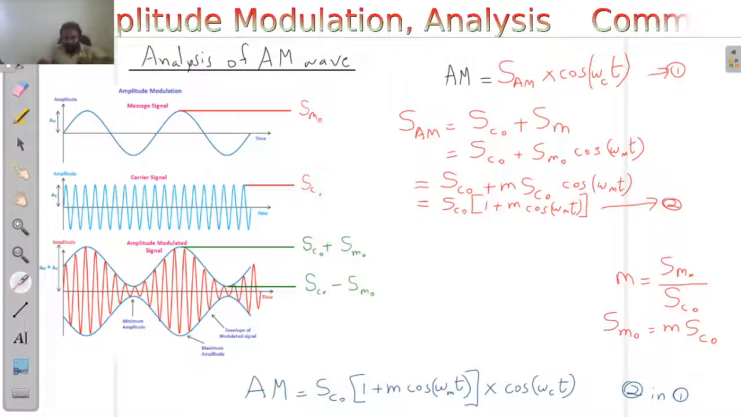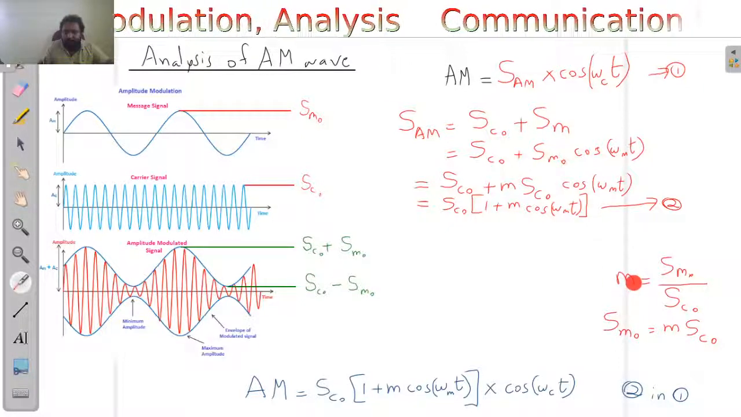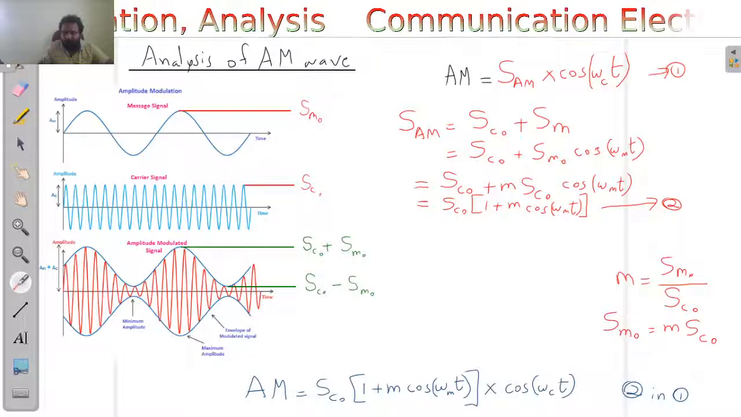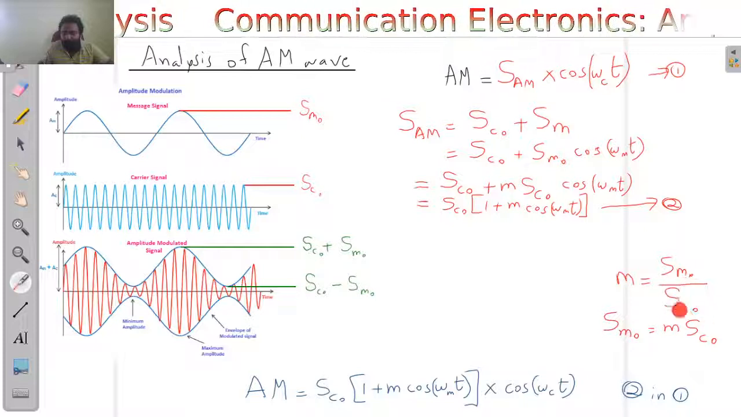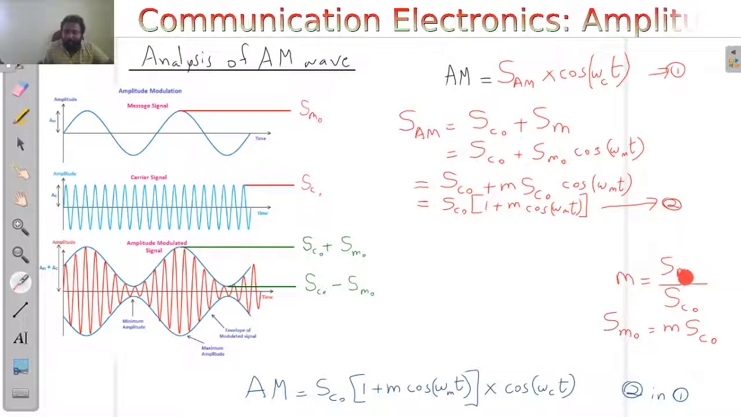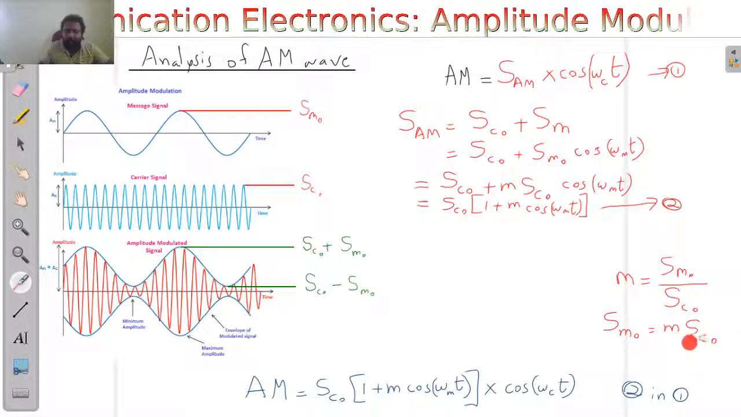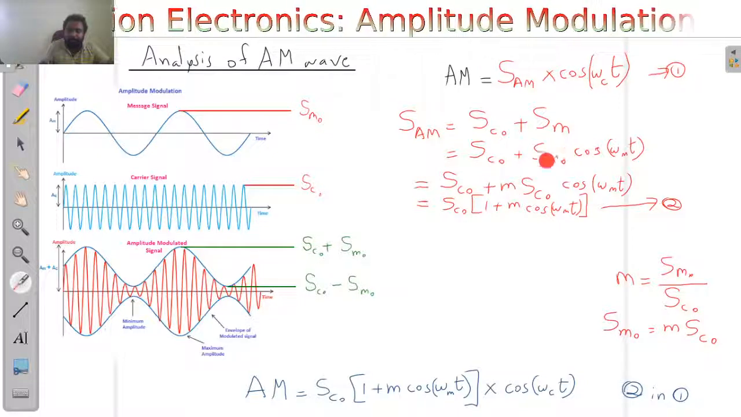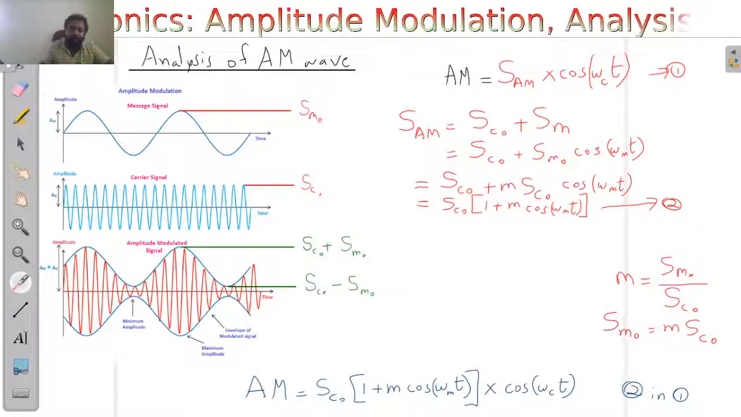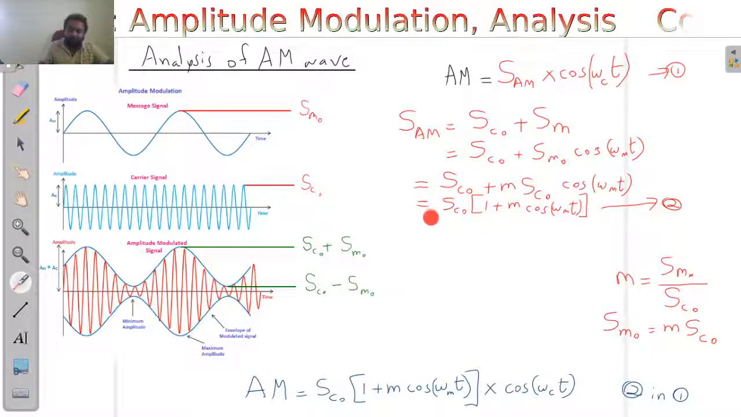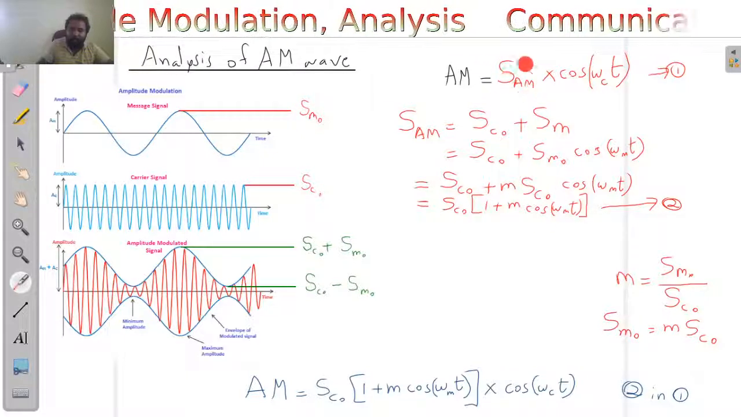And I can do one thing. I can substitute the equation for modulation index, which says peak amplitude of the modulating signal divided by peak amplitude of the carrier signal. I can say that SM0 is equal to m times SC0. So I will be substituting this into SM0. So I get SC0 plus m SC0 cos omega mt, and SC0 can be taken outside, and this one is the amplitude of your AM signal.